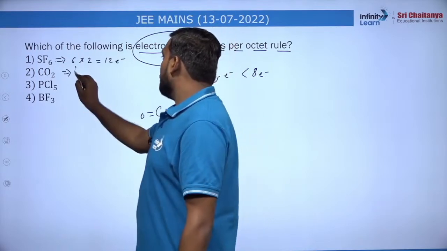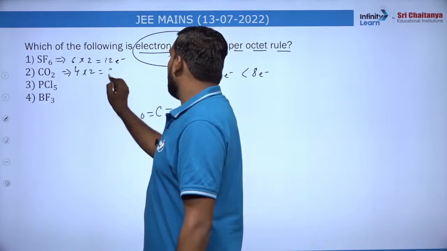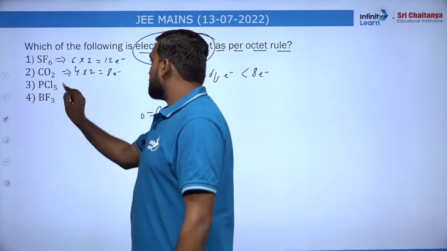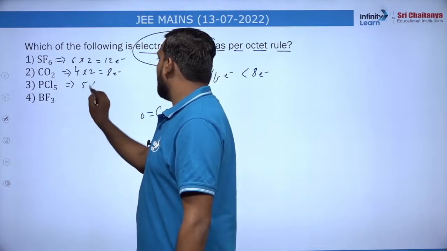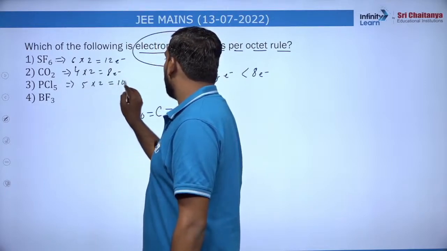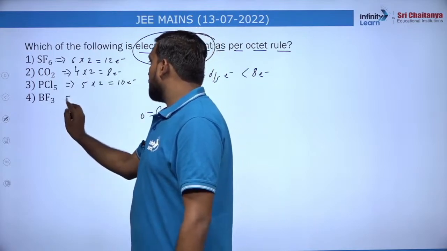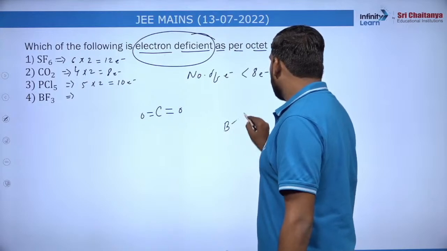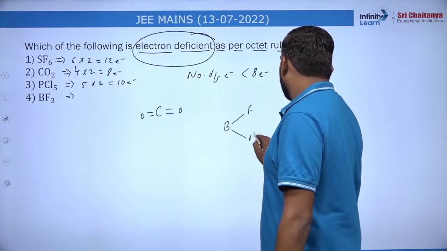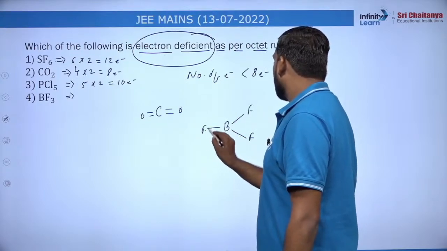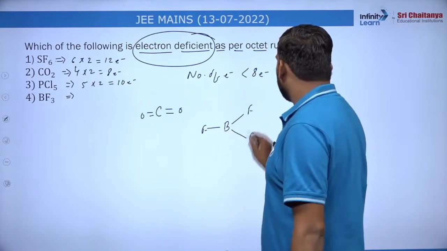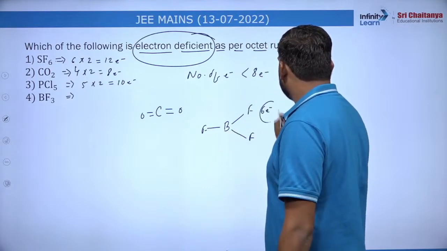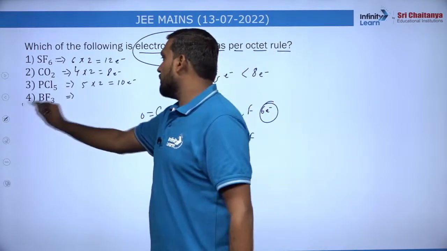Okay, so it will be 4 into 2 is equal to 8 electrons. Here in PCl5 there are 5 bonds, so it will be 5 into 2 is equal to 10 electrons. But in BF3 there are only 3 bonds present. So if you go for the structure, it will look like this: B, F, here another F, and here is the third F. So there are 3 bonds, and 3 bonds will contain how many electrons? Only 6 electrons. So the correct answer is option number 4.